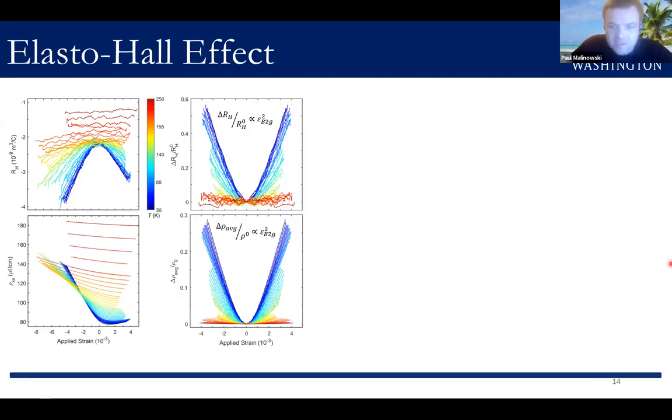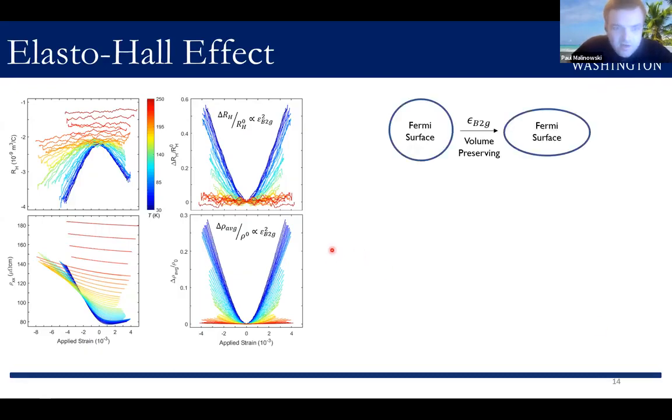So at first sight, this is quite surprising because the zeroth-order interpretation of the Hall coefficient is that it's a measure of the carrier density, or equivalently, the Fermi surface volume of the system. And since anisotropic strain is a volume-preserving distortion, although we expect it to change the shape of the Fermi surface, we don't expect it to change its volume, and thus don't expect it to change RH.